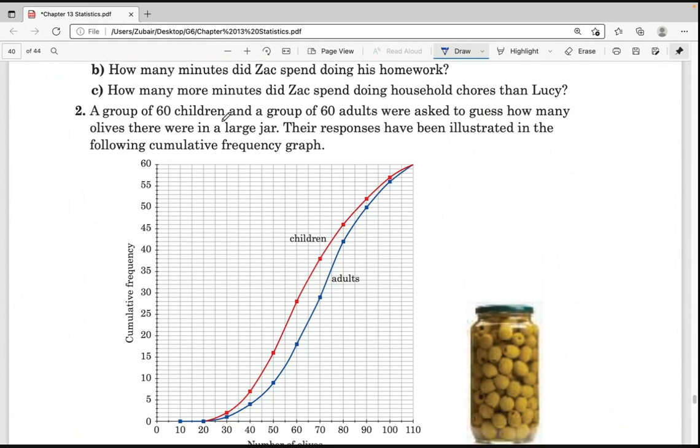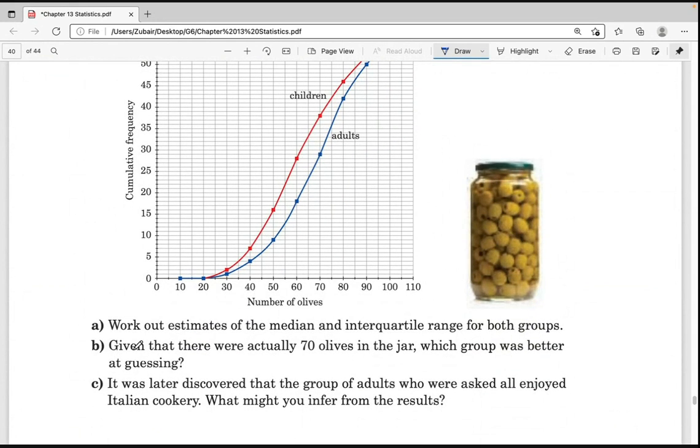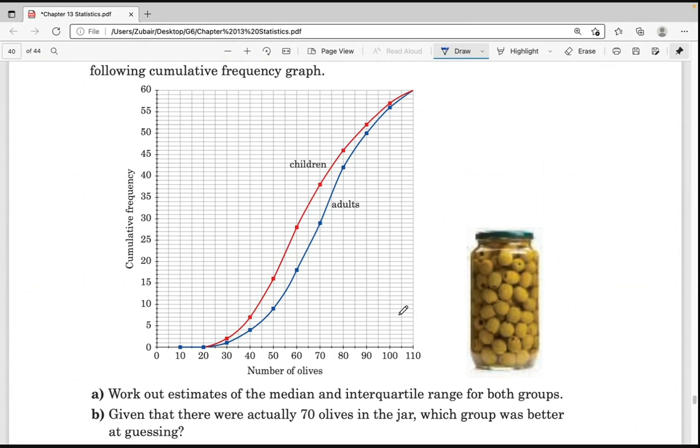A group of 60 children and a group of 60 adults were asked to guess how many olives there were in the jar. Okay, that was a guess. I thought they were eating it. Their responses have been illustrated in the following cumulative frequency graph. Work out the estimate of median and interquartile range for both groups. So let's start with children. Median out of 60 is at 30.